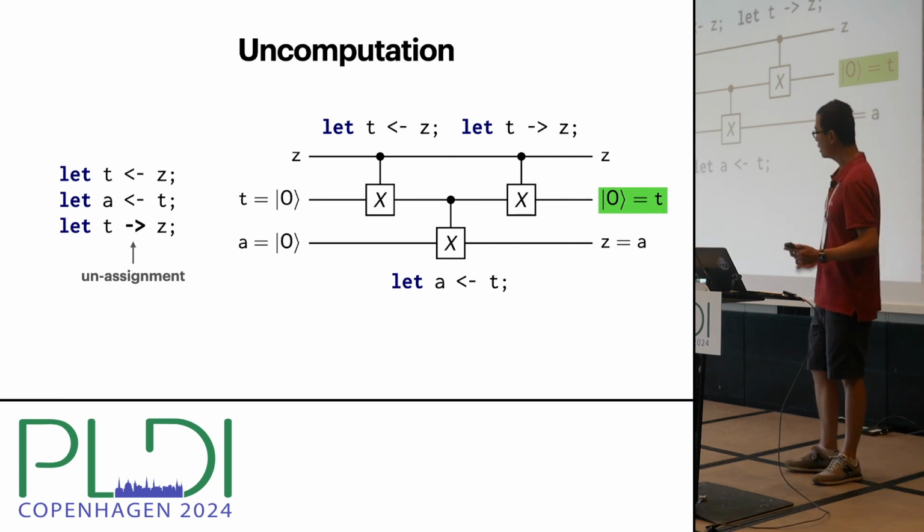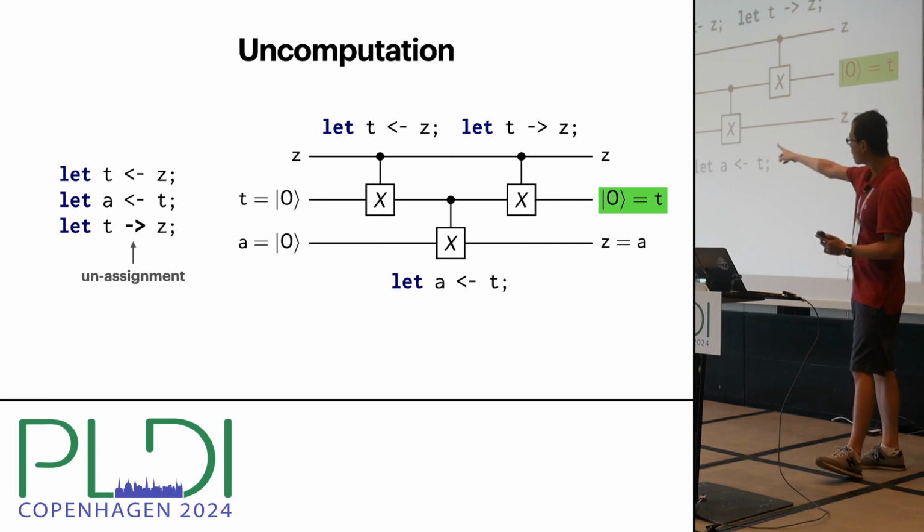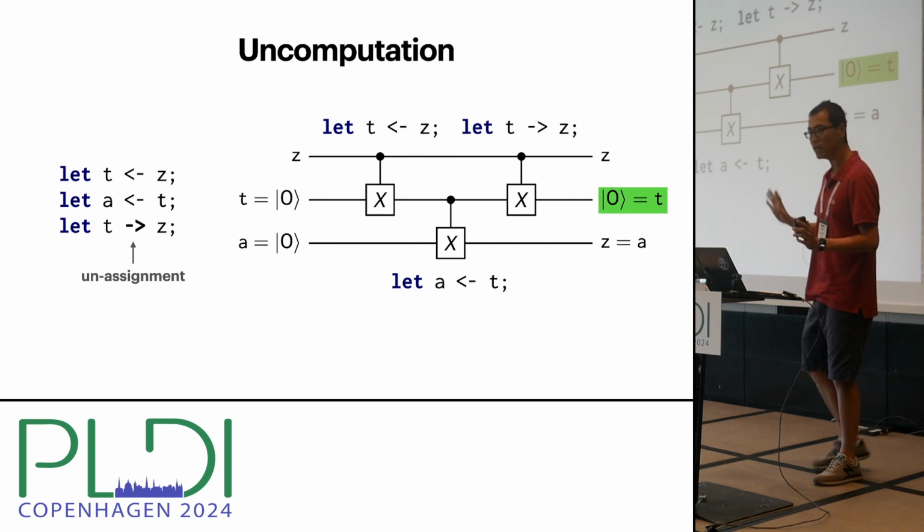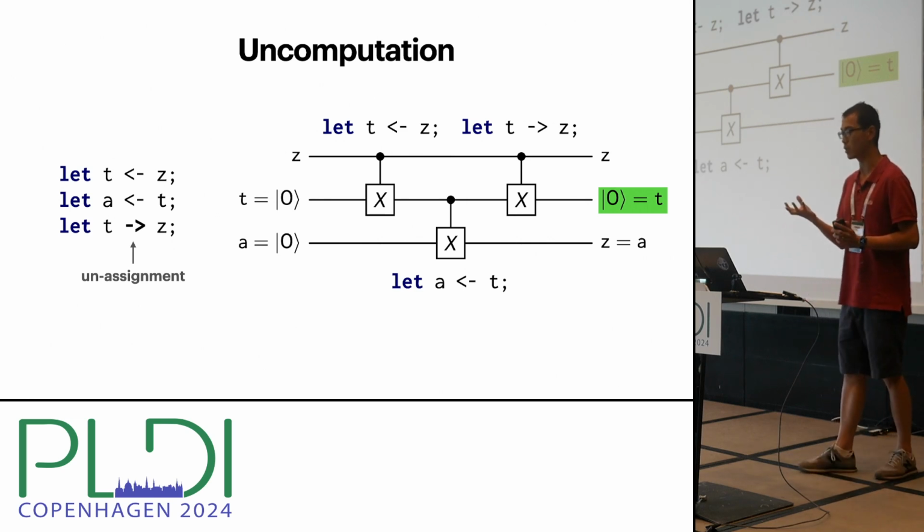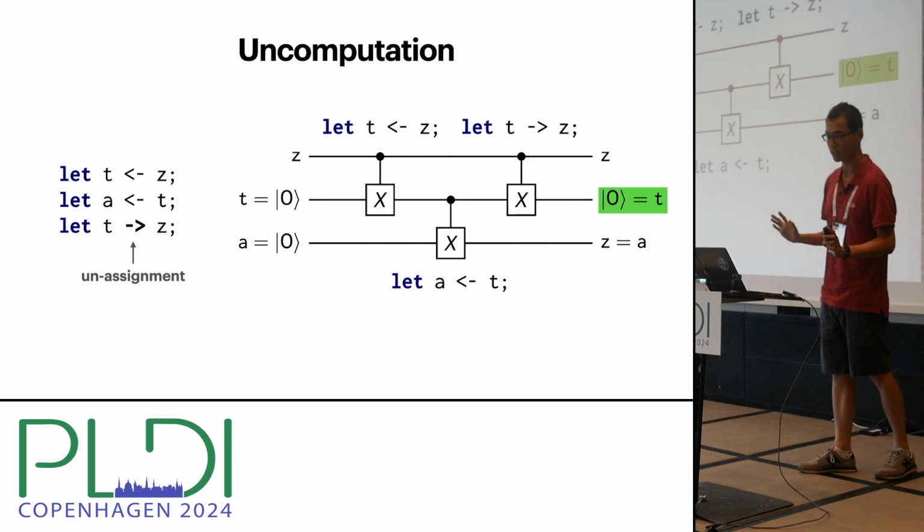end of the program. And we can reflect that in the program via this operator that I'm going to call unassignment. It is the exact opposite of the assignment operator. And in this case, it'll just compile to another C0 gate.